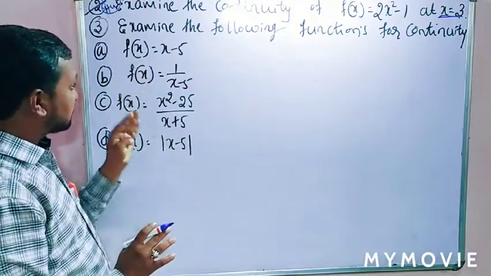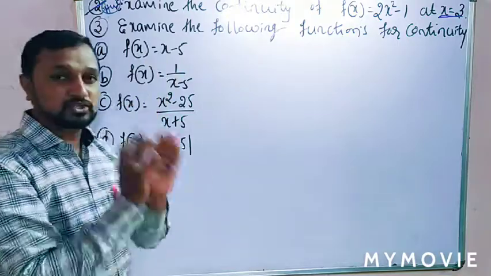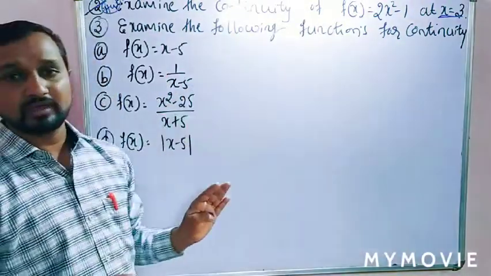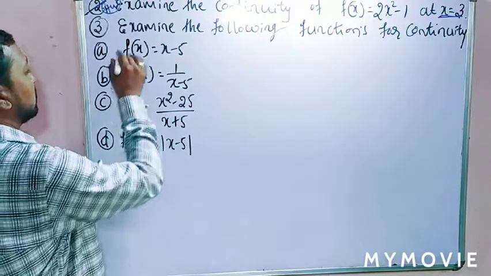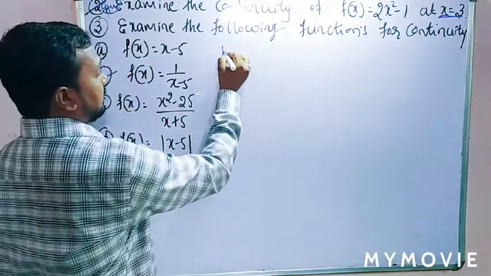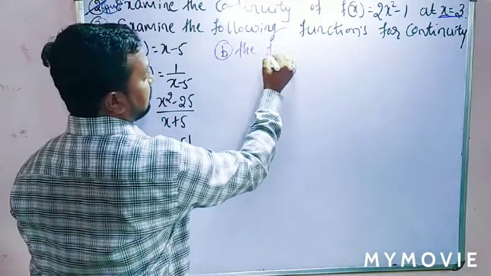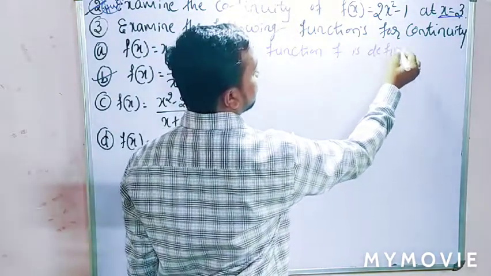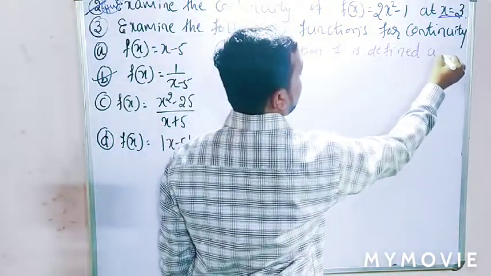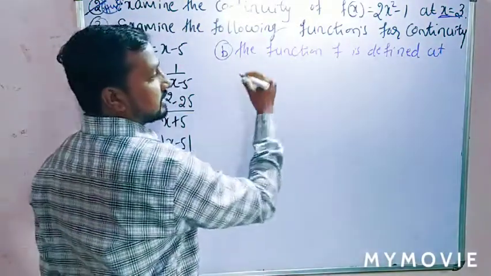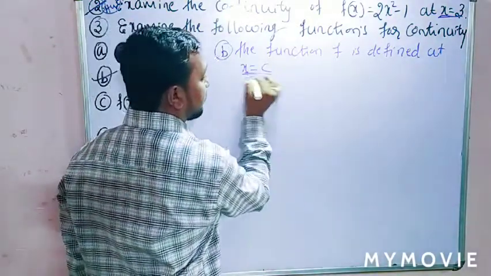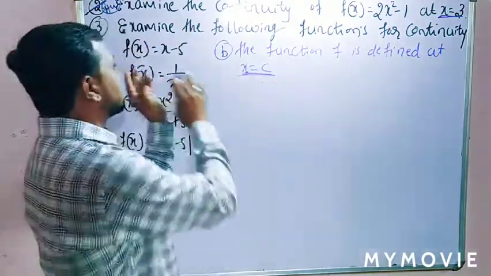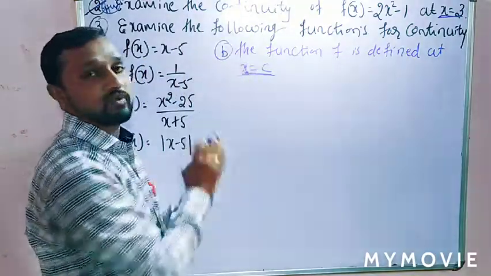So in this example we can choose a general point, x is equal to c. Then we can solve. Okay, this is a very easy question, students. So I can solve b. The function is very simple. The function f is defined at the general point x equal to c. We take a general point x equal to c, because here there is no particular point. That's why we take the general point.